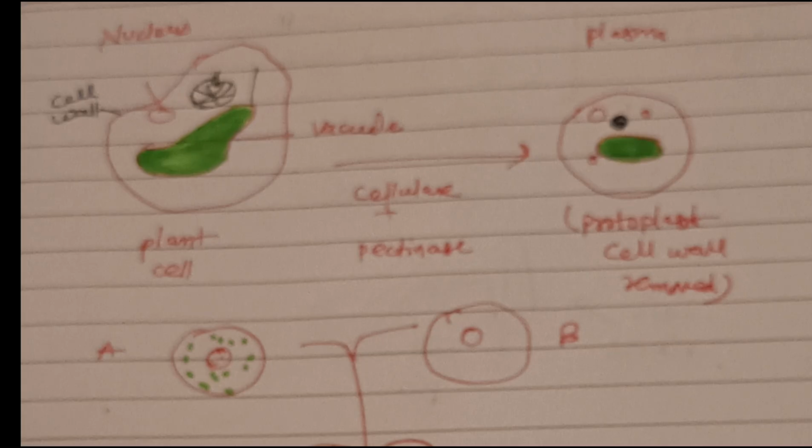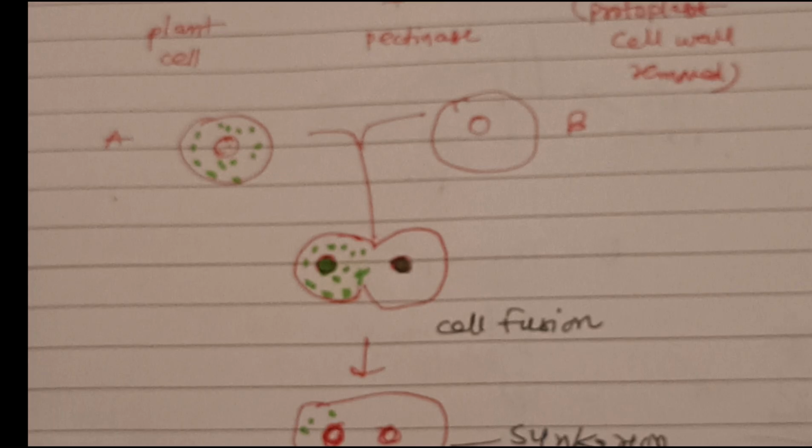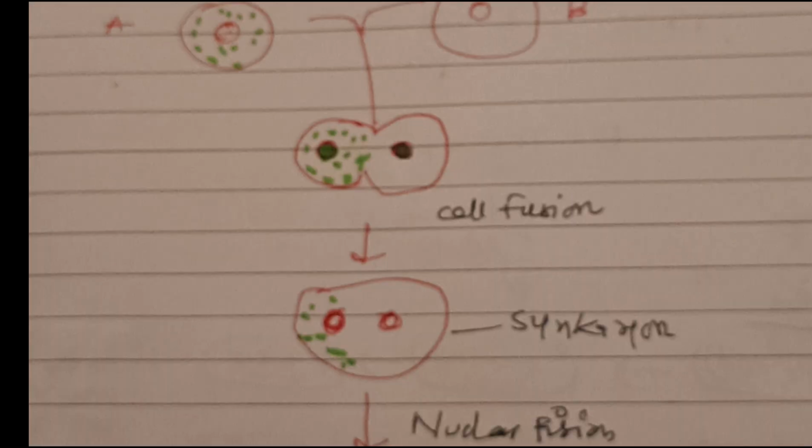So, selection of two parent protoplasts. You select protoplasts A and B here, and fusion is done. Protoplasts are fused using a chemical like PEG, polyethylene glycol, or electric current or electrofusion, and the two cells stick together and their cell membranes fuse, and this is known as cell fusion. Then comes the formation of synkaryon. After the cytoplasmic fusion, their nuclei are also fused, and the fused nucleus is called synkaryon.